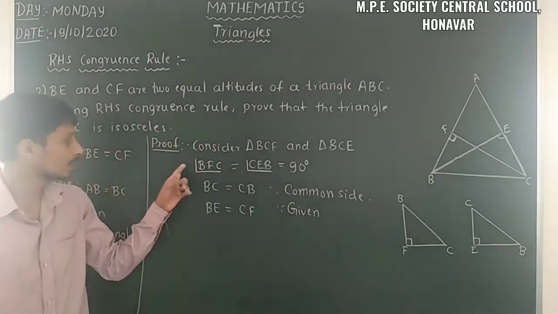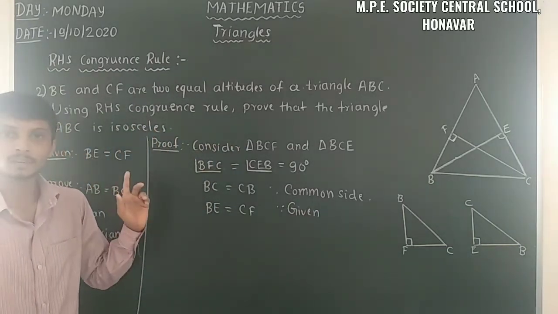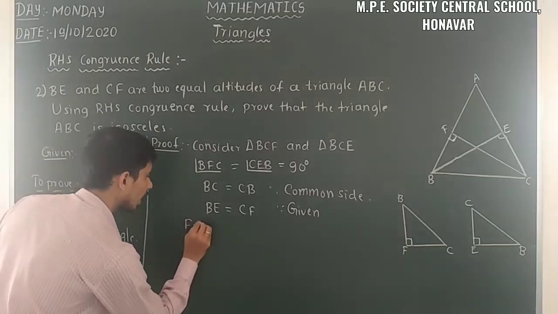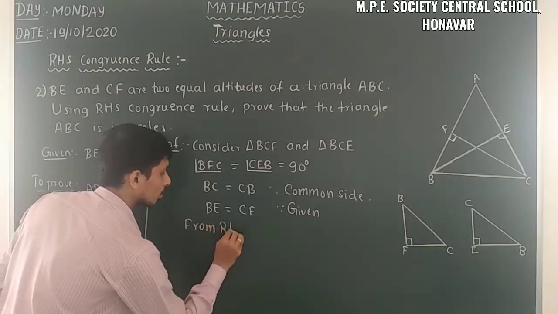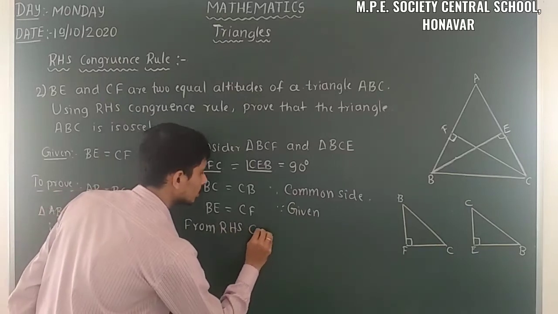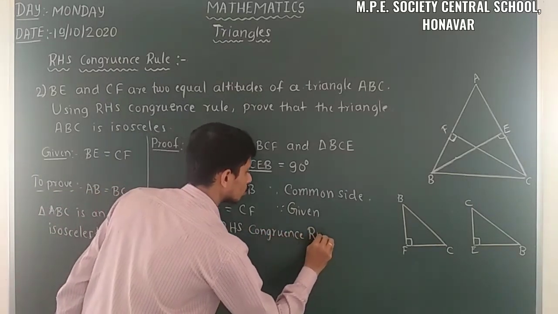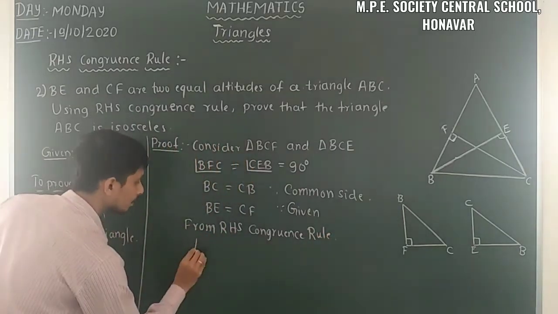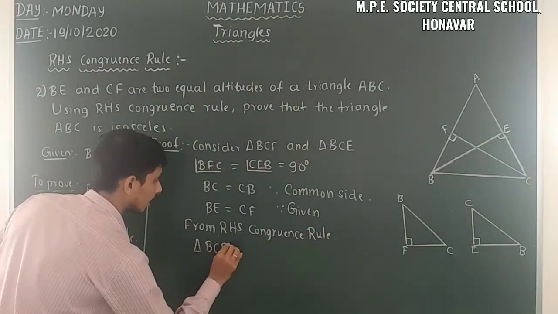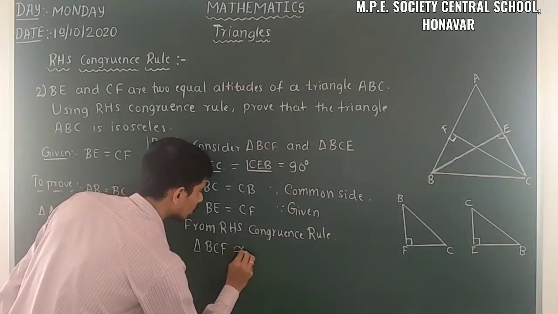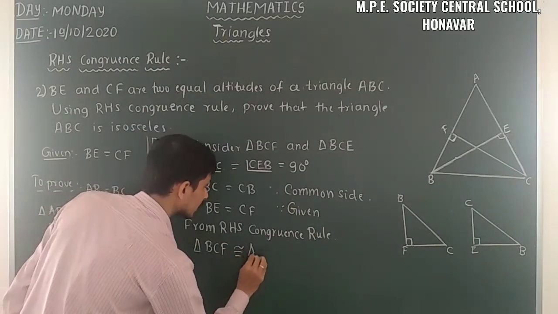Then here we have right angle, hypotenuse, side congruence rule. From the RHS congruence rule, we can take triangle BCF is congruent to triangle BCE.